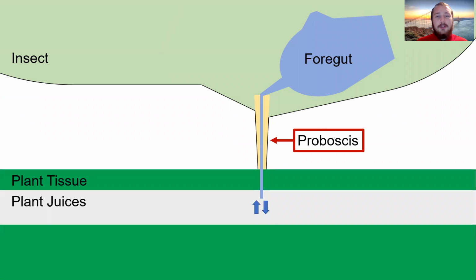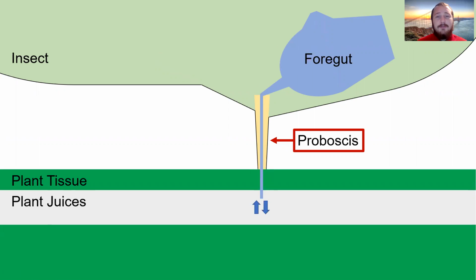This diagram illustrates the proboscis piercing plant tissue during insect feeding. The insect sucks plant juices into its foregut and then spits them back out. It's during this process of repeatedly sucking in and spitting out that the disease is thought to be transmitted.